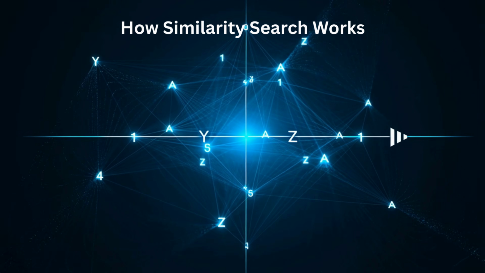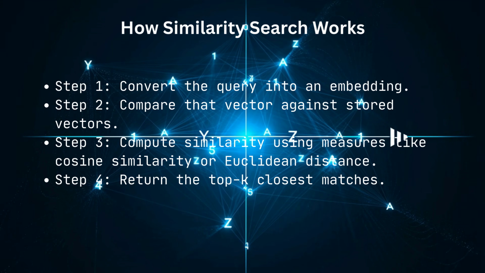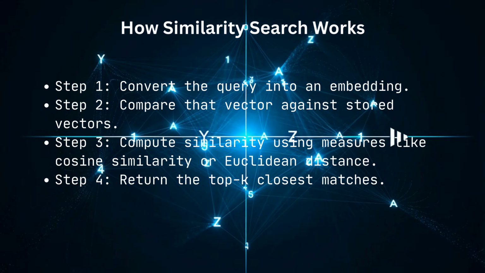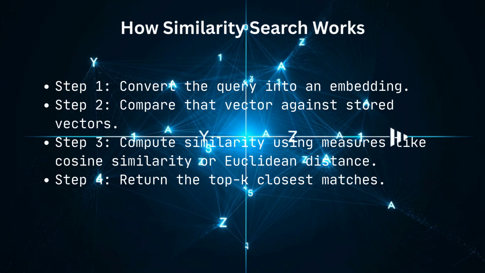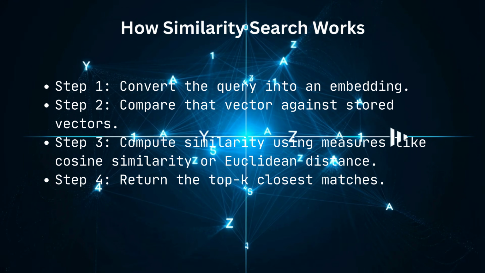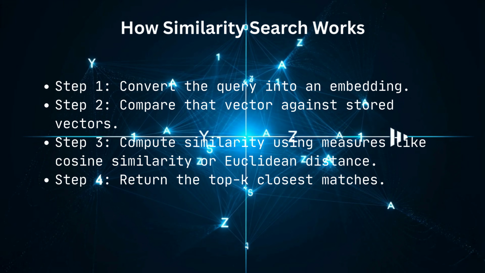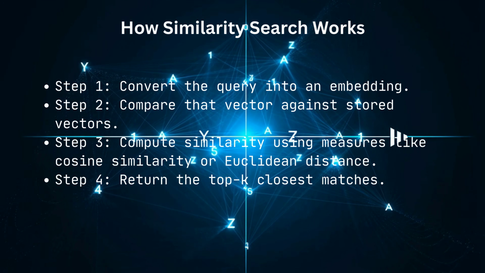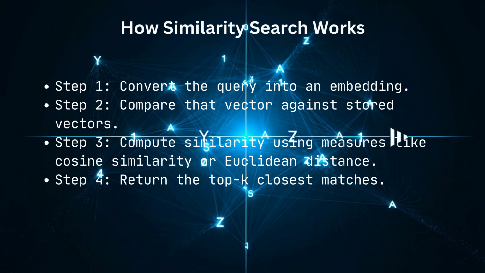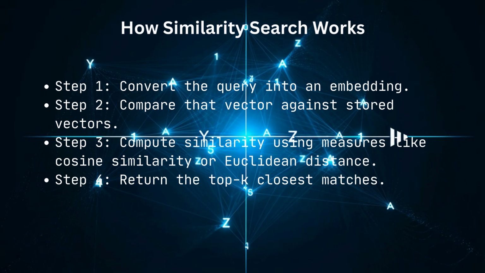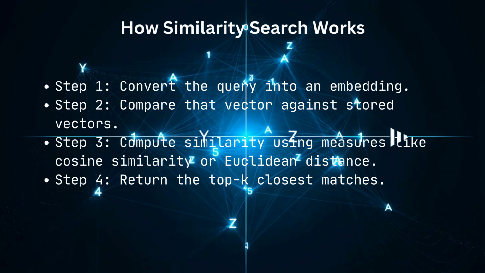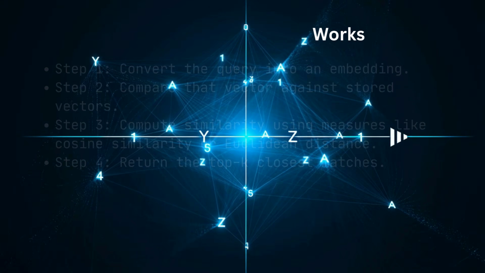When a new query arrives, Step 1. Convert the query into an embedding. Step 2. Compare that vector against stored vectors. Step 3. Compute similarity using measures like cosine similarity or Euclidean distance. Step 4. Return the top k closest matches. This process is called nearest neighbor search. The database retrieves meaning, not matching words.